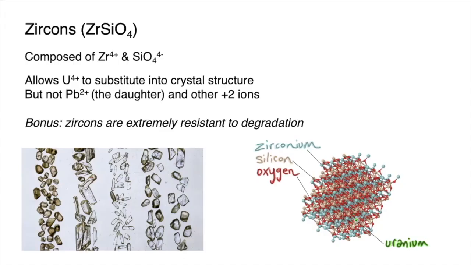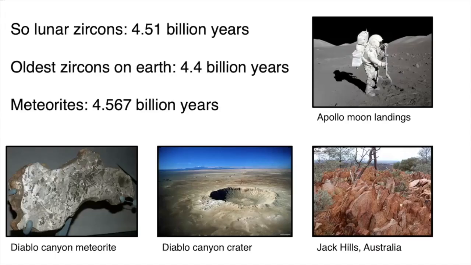And actually, because zircons are so stable, one of the really tricky things is for scientists to actually break them down in order to measure the lead contents within them. Eventually, this was figured out. We've been able to date zircons that were originally collected on the moon during the Apollo landings, as well as key places on Earth. The age of these lunar zircons is around 4.51 billion years old.